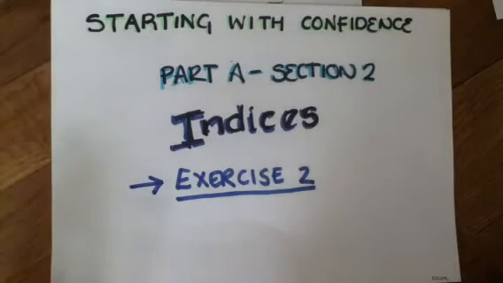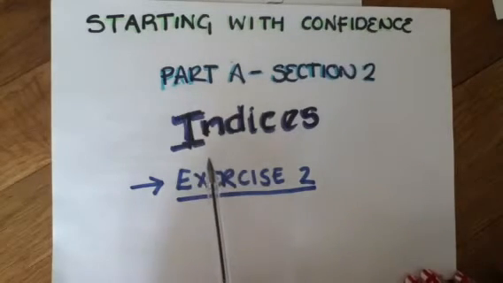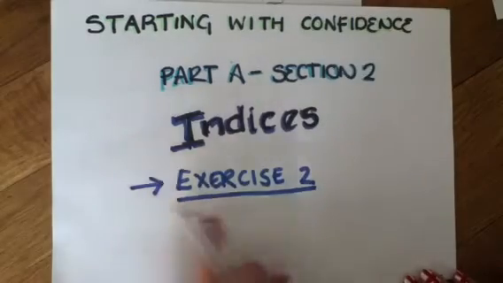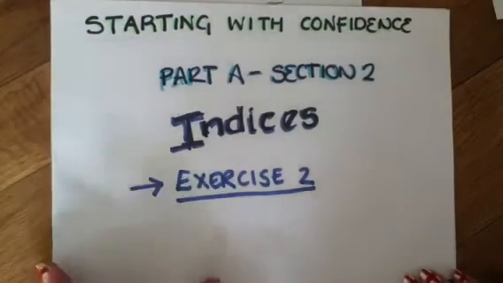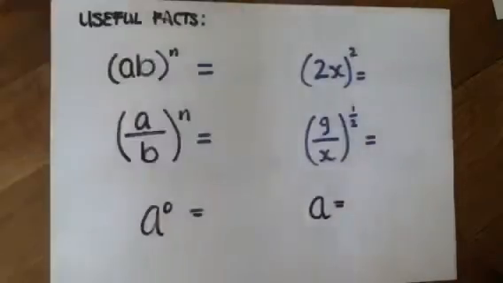So this video is designed to help with the Starting with Confidence booklet, section 2 of part A on indices, and all of this will help you answer exercise 2. So what we're going to do today is look at the rules of indices and the other additional notes that we will need to work out the answers to exercise 2, and we're going to go through some examples to further illustrate the points we make.